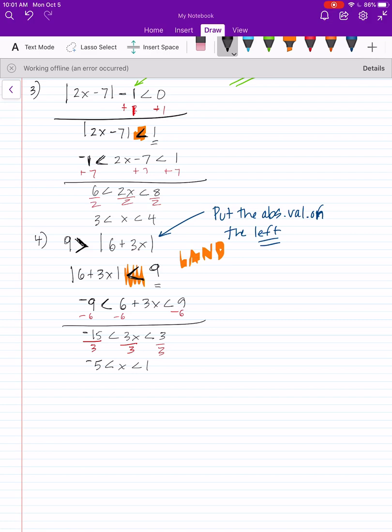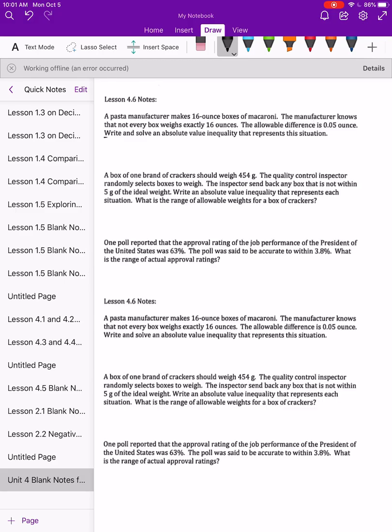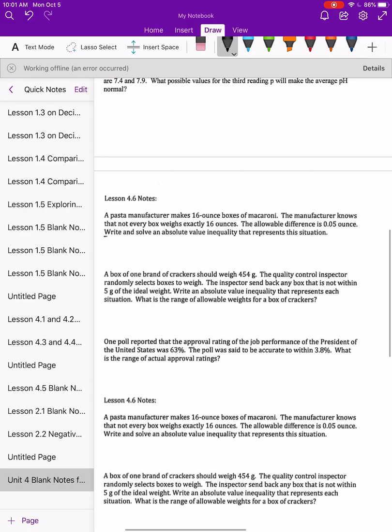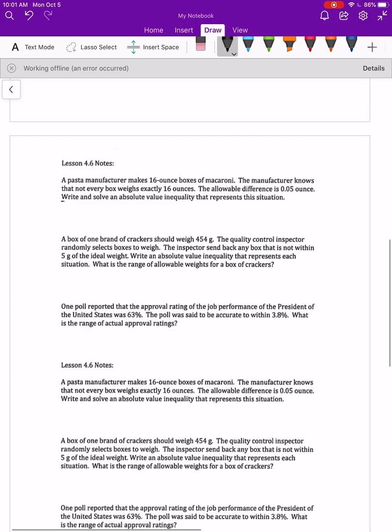All right, so now, last but not least in this lesson, those are my less thans. Now we need to talk about when you see real world situations. And so that is what we're doing next. That's what I'm moving to.